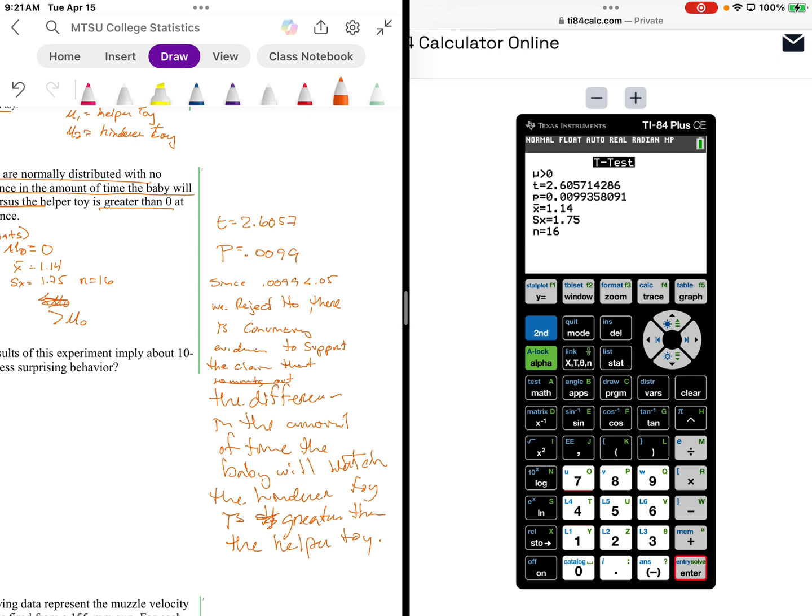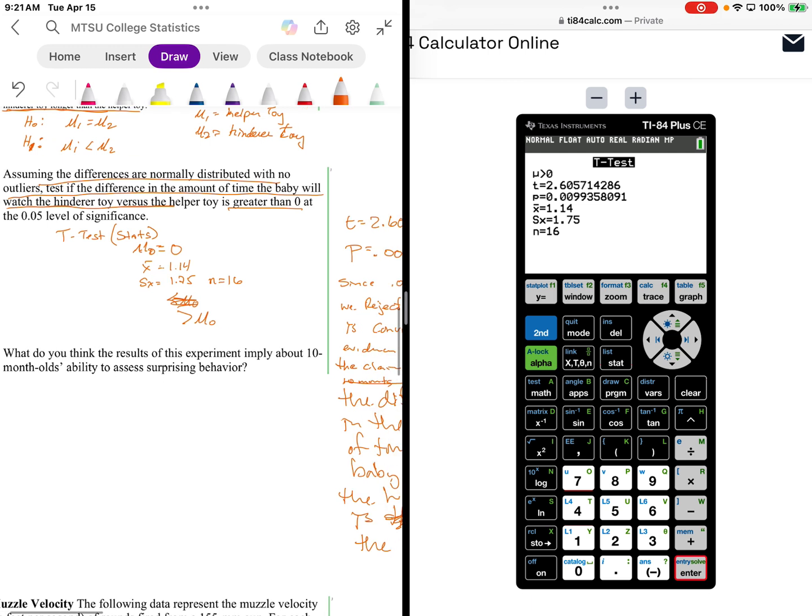There's a follow-up question about the behavior. What does it imply? So that was one thing I was going to ask you all, is like, what do you think the results of this experiment imply about 10 months old's ability to assess surprising behavior? This is one of those ones where there's not one exact right answer. But what's one interpretation that you can say here? They are, yeah. I think they are able to assess surprising behavior.